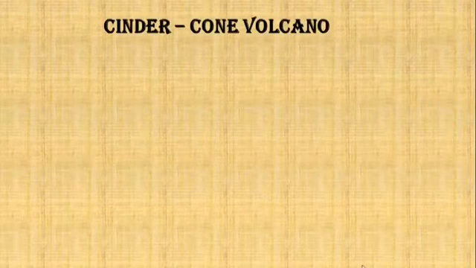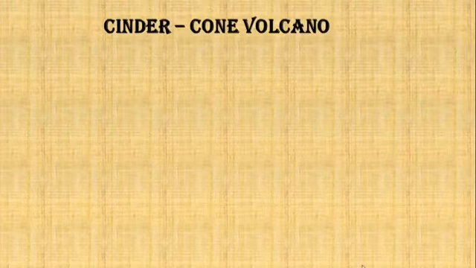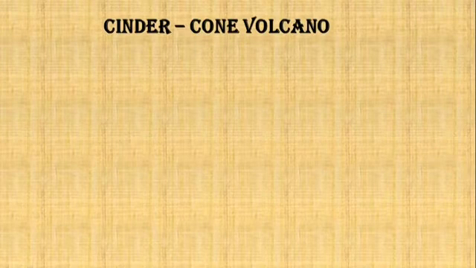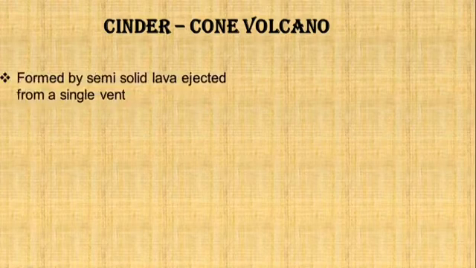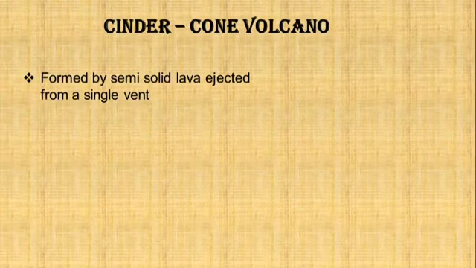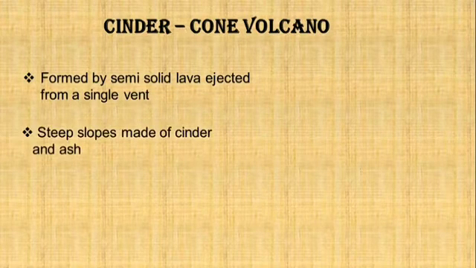Next, the cinder cone volcano. The word cinder means a piece of burning coal or wood. In this type of volcano, the silica-rich magma traps gases until enough pressure is obtained to push magma out of the Earth's crust. These volcanoes are formed by semi-solid lava ejected from a single vent. They have a steep slope made of cinder and ash.